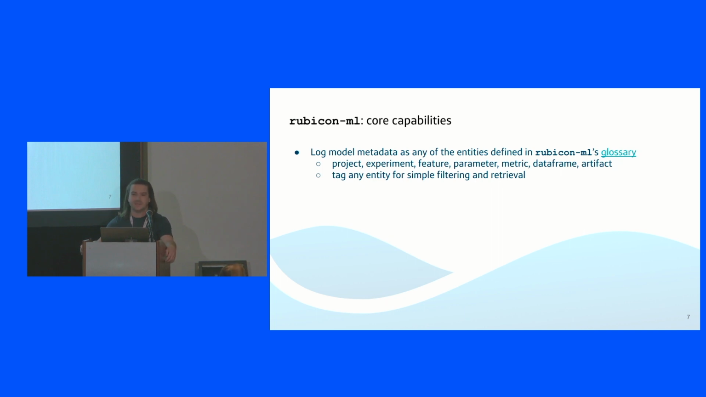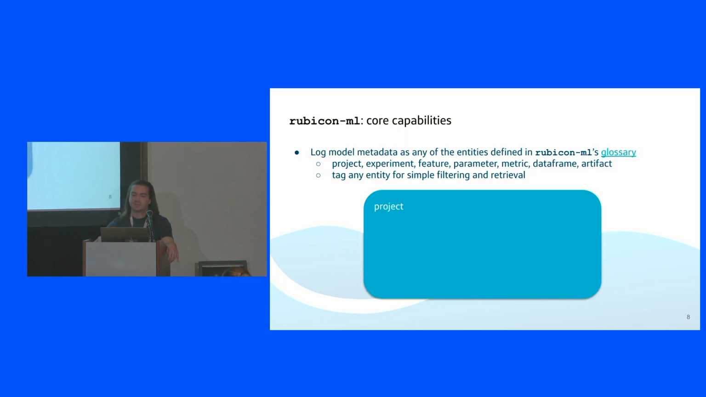If two different teams from different sides of the company trained a random forest classifier but are logging wildly different metadata about it, a reviewer won't be able to easily compare those models, or in the future they need different processes for dealing with them. So in order to mitigate that, we've designed Rubicon-ML, and at the highest level, we organize Rubicon's metadata into this ontology here.